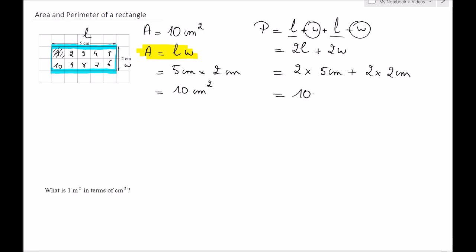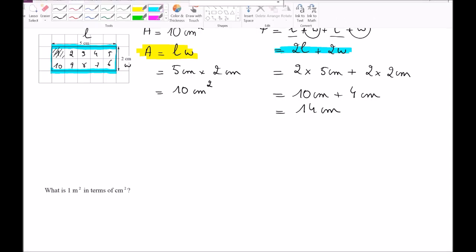2 times 5 is 10 centimeters, plus 2 times 2 is 4 centimeters. So that makes 14 centimeters. So the perimeter in this case will be 14 centimeters. And the formula you're going to use is 2 times the length plus 2 times the width. So that's it for perimeter.